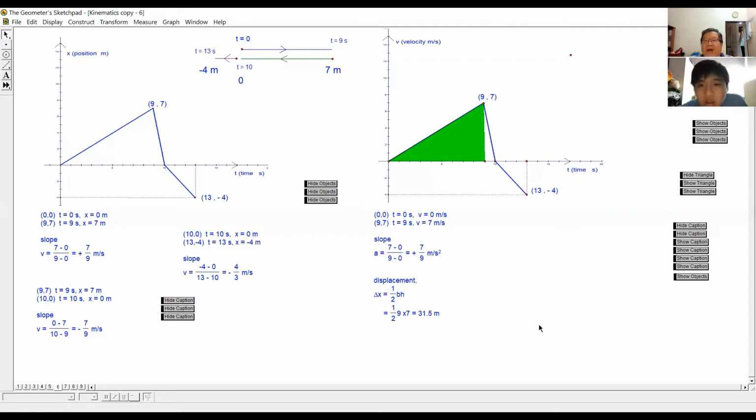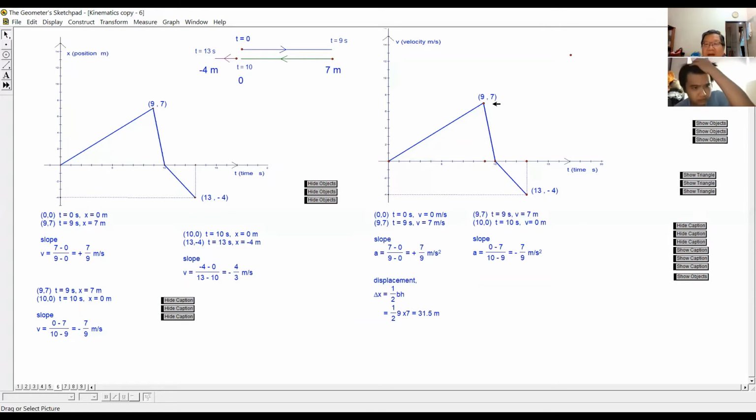Okay, now we look at the second part of the journey. Where is it? This one, is it? Yes. Now the second part of the journey is from 9-7 to 10-0. It means that during the 9th second, the velocity is 7. During the 10th second, the velocity is 0.